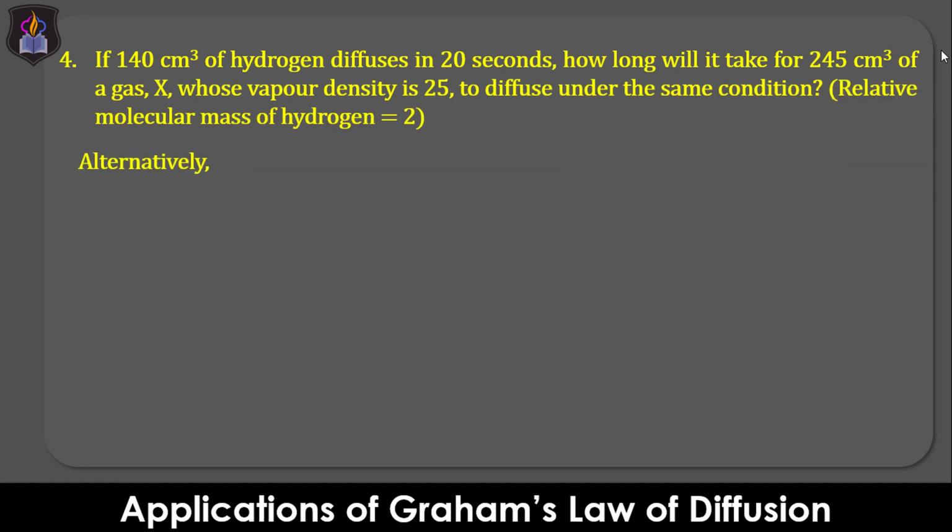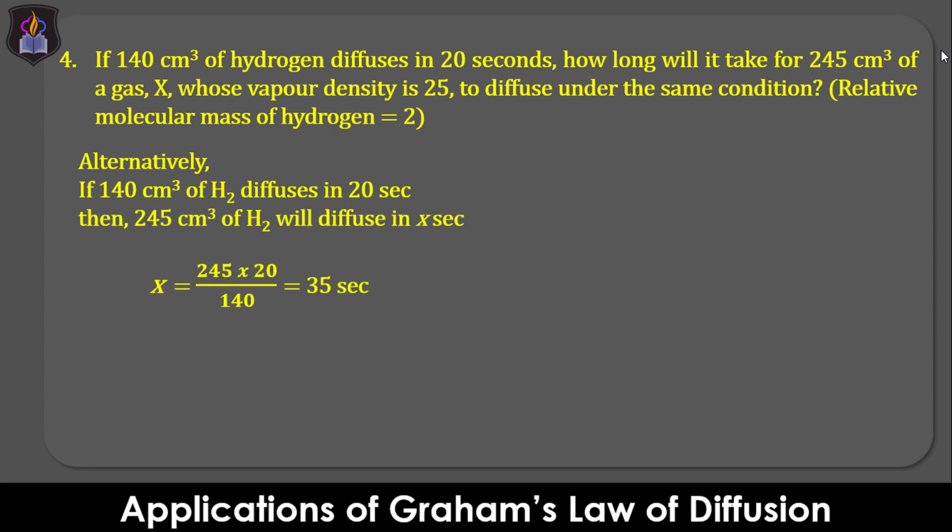Alternatively, using the volume and time of diffusion of hydrogen provided, we can calculate the time it will take 245 cm3 of hydrogen to diffuse. This is necessary because we need to subject hydrogen and gas X to the same conditions if our result is to be relied upon. Thereafter, we will use that value to calculate the time of diffusion of gas X. So, if 140 cm3 of hydrogen diffuses in 20 seconds, then 245 cm3 of hydrogen will diffuse in 35 seconds.